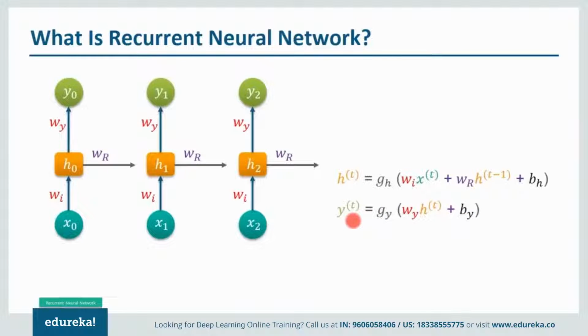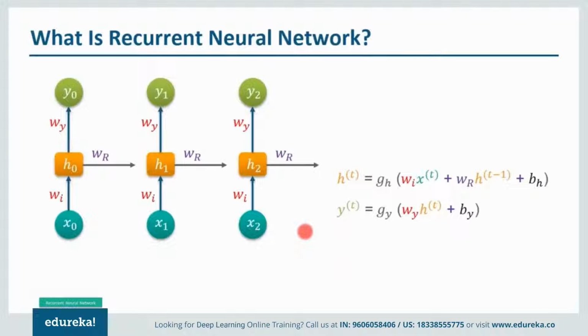Now in the next timestamp, that is at time t equals 1, things become a bit tricky. Let me explain what happens here. At time t equals 1, I have input x1. I need to figure out what h1 is. For that, I'll use this equation. I'll multiply Wi, the weight matrix, by the input x1, plus Wr into h of 1 minus 1, which is h of 0. We know what we got from here. So Wr into h of 0 plus the bias, pass it through a function g of h to get the output h1. Now this h1 will be used to get y1. We'll multiply h1 with Wi plus a bias and pass it through a function g of y to get y1.